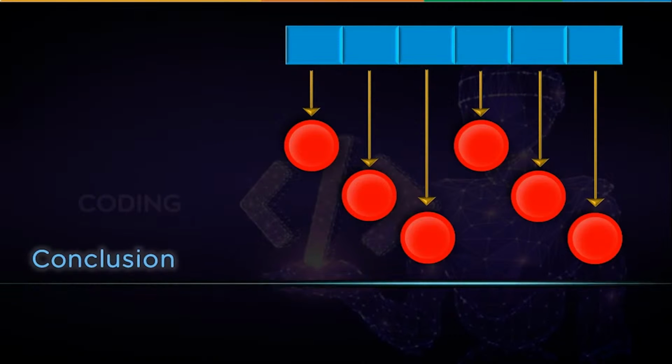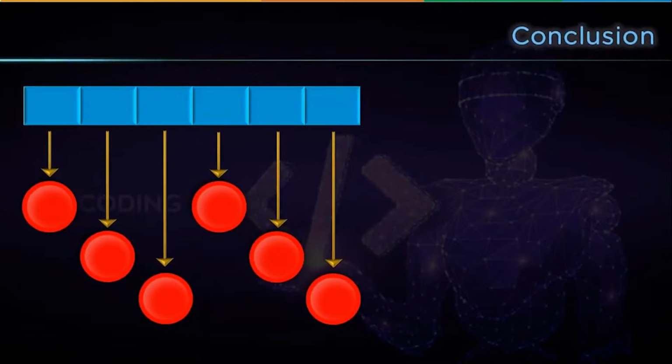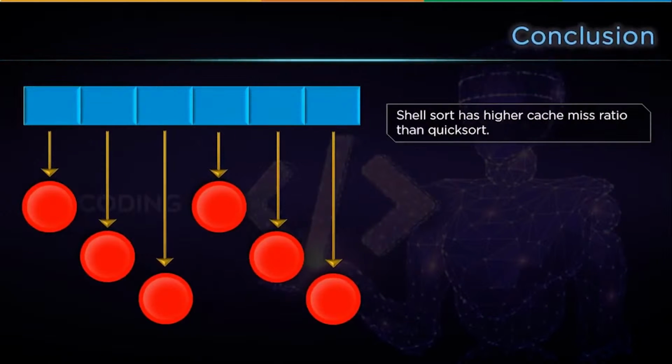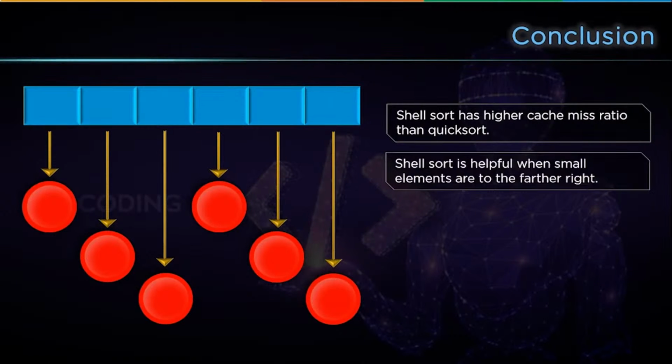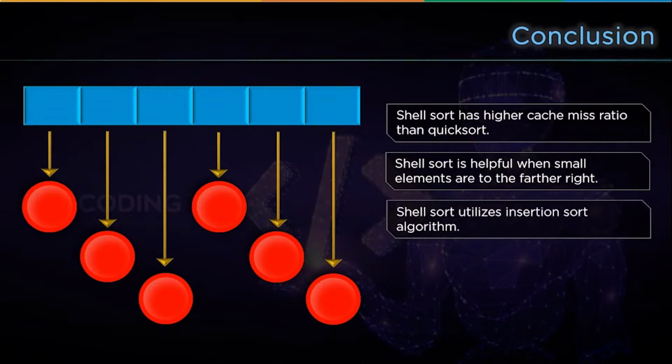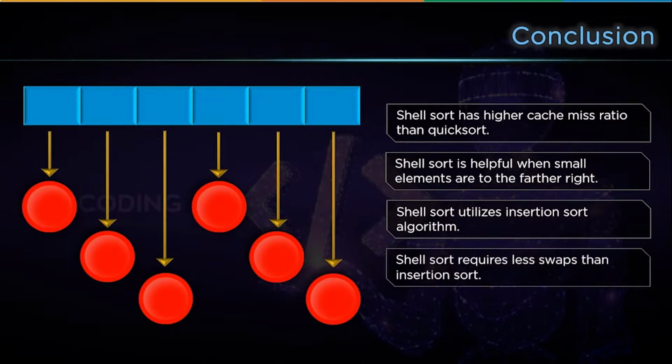At last, let's sum up what we have learned from this session. First up, shell sort has higher cache miss ratio than quicksort. Next, shell sort is helpful when small elements are to the farther right. Next, shell sort utilizes insertion sort algorithm. Finally, shell sort requires fewer swaps than insertion sort.